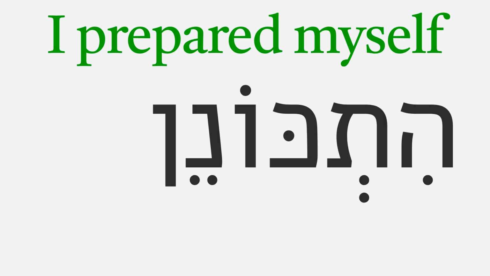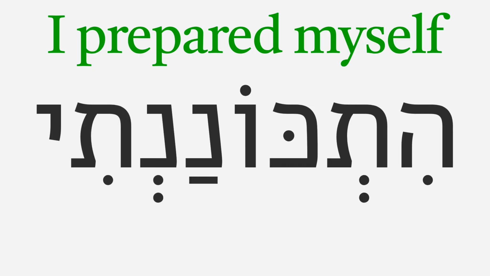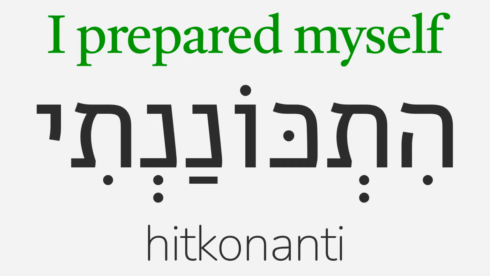Let's say, I prepared myself. This will be from the Hitpael verb lahitkonen, and will be in the past tense. The past tense verb he prepared himself is hitkonen, same form as the infinitive. To make the ani, I form of the past tense, we change the tsere to a patach and add ti. Hitkonanti, I prepared myself, or I got prepared. Hitkonanti. And that's all for today.